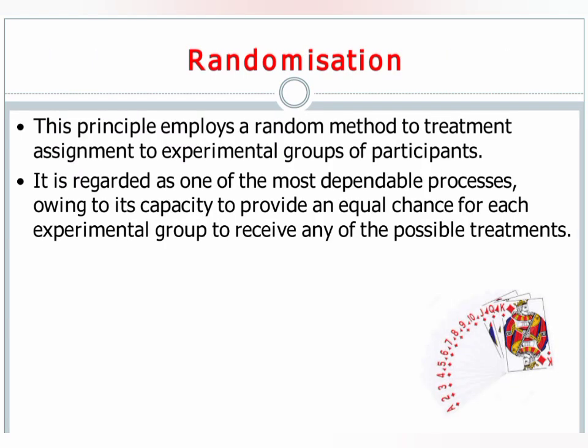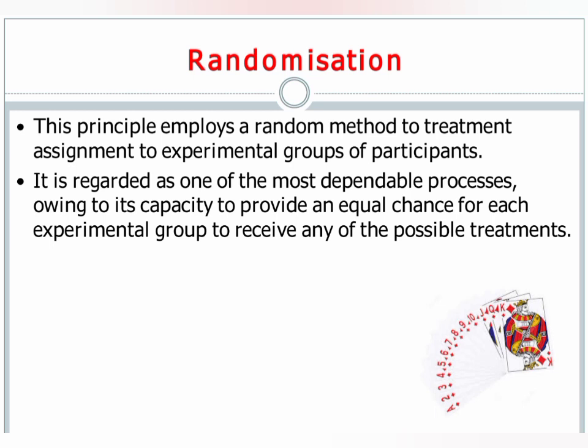So randomization means we are going to randomly assign treatments to the experimental units. This helps to ensure that any differences between the groups are due to the treatments, not to other factors. This principle employs a random method of treatment assignment to experimental groups of participants. So there is an equal chance, an equal probability of being selected from the group of participants.